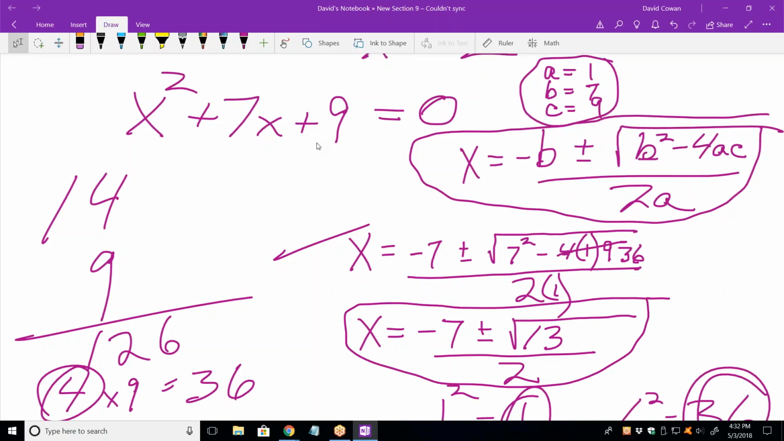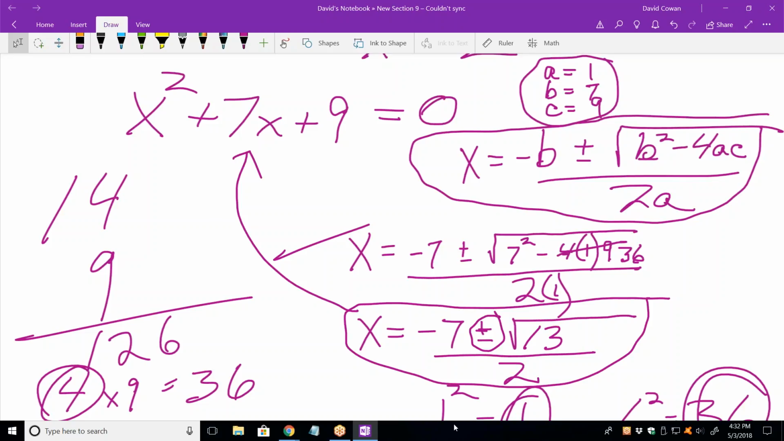to this problem. In other words, if x is equal to either of these numbers, and it's important to know what that plus or minus means. What it means is one answer is minus 7 plus root 13 all over 2, and the other answer is minus 7 minus root 13 all over 2. So that means both. You plug it in there, you use each one of them, to figure out both answers.